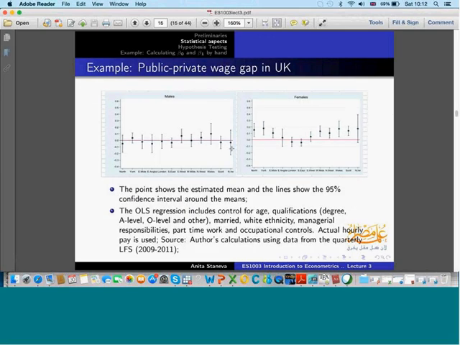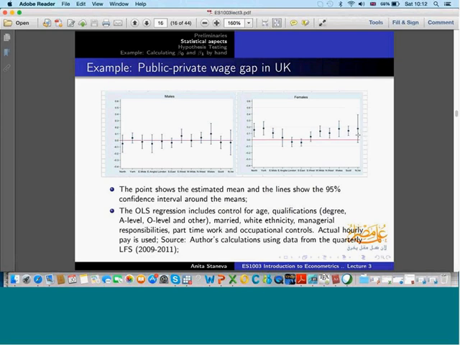These figures provide an example of what exactly the confidence interval means. This is based on public-private wage gap estimates in the UK. The point shows the estimated mean, and the line shows the 95 percent confidence interval around this mean. This is just an example to give you insight into what we mean by confidence intervals.